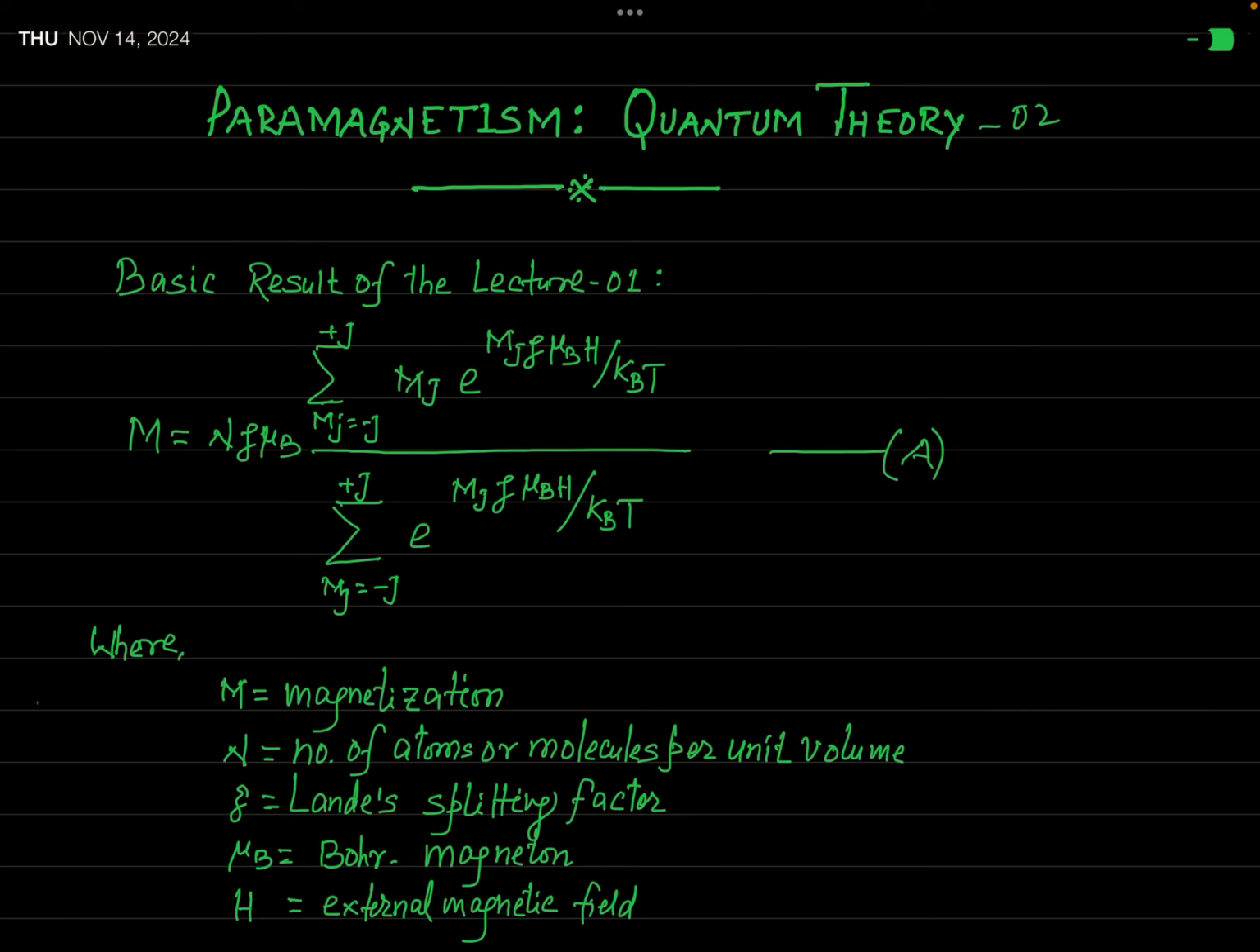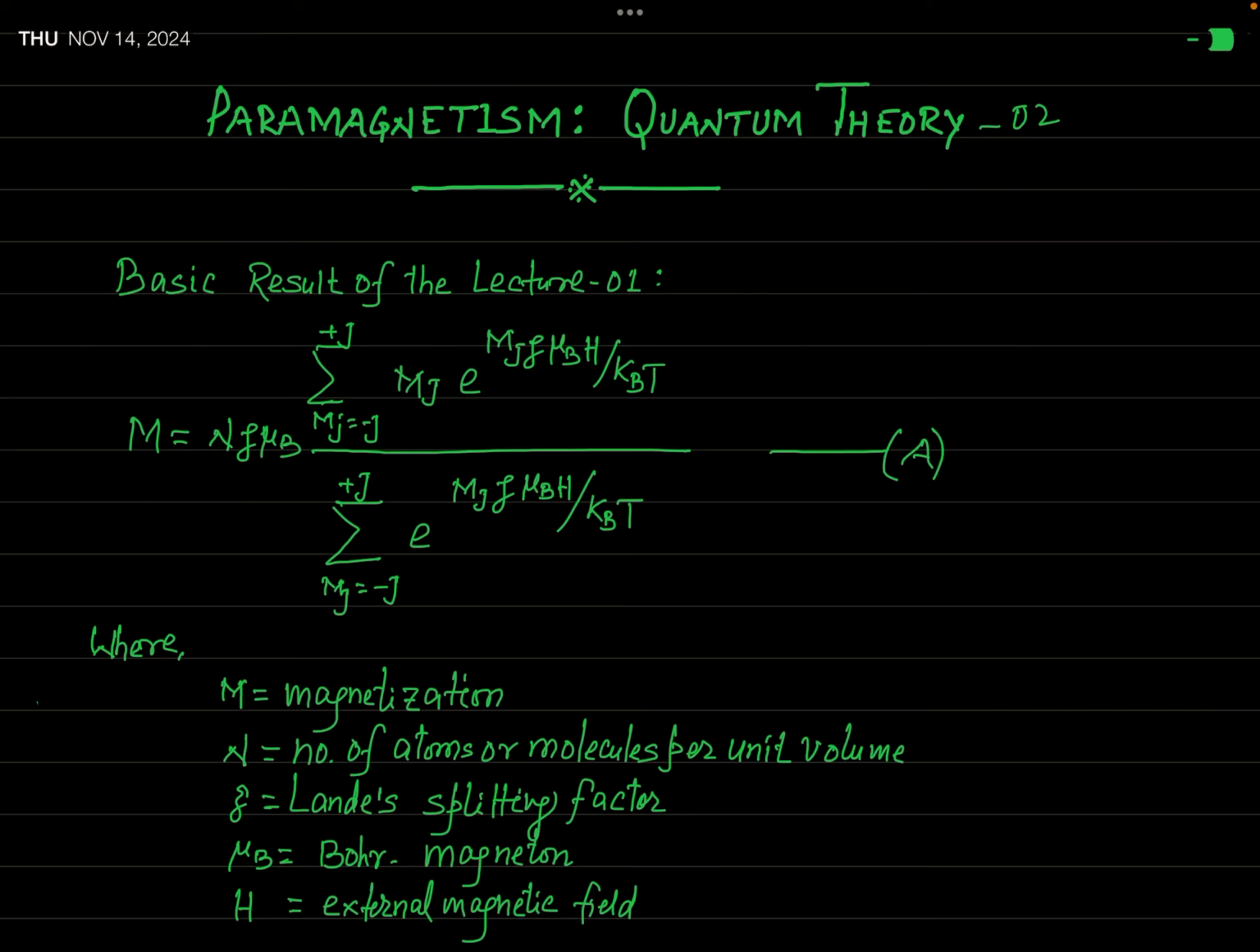In the first part of the theory, you have seen how we can calculate the magnetization and the magnetic susceptibility, particularly under the condition when temperature is very high and field is weak. So when temperature is high and field is weak, we have already discussed the magnetic susceptibility in our first part of the lecture on the quantum theory of paramagnetism.